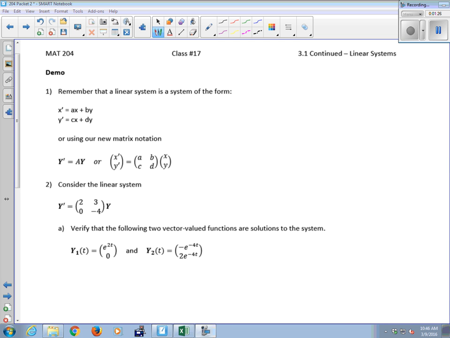So remember, a linear system looks like x prime equals ax plus by, y prime equals cx plus dy, which you can also write as a matrix equation. X prime, y prime equals a, b, c, d, that's your coefficient matrix, times x, y. And then you can name your vectors with one bold letter and your matrix with a capital letter.